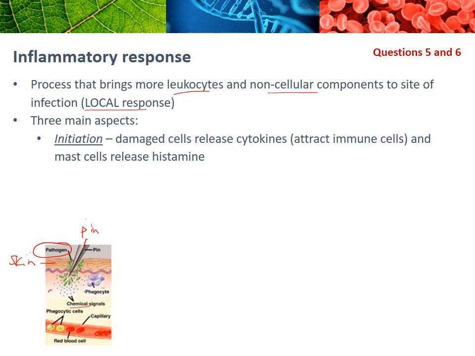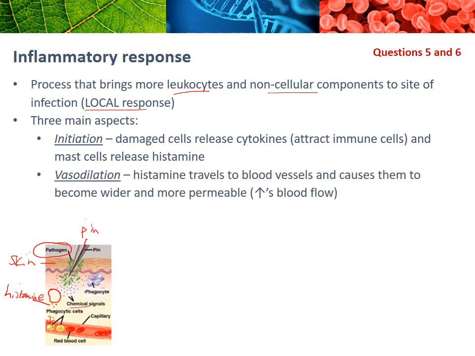We have these mast cells, and they release a molecule called histamine, which we mentioned before. Okay, so histamine travels to the blood vessels, and what it does is it causes the blood vessels to open up, so to become wider, and to become more permeable.